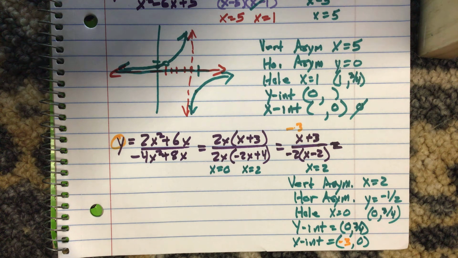And then you can graph that. Okay, I think I'm going to stop because I don't want it to be too long of a video. But those are the types of things I want you to be able to find: the vertical asymptote, the horizontal asymptote, the hole, the x-intercept, and the y-intercept.